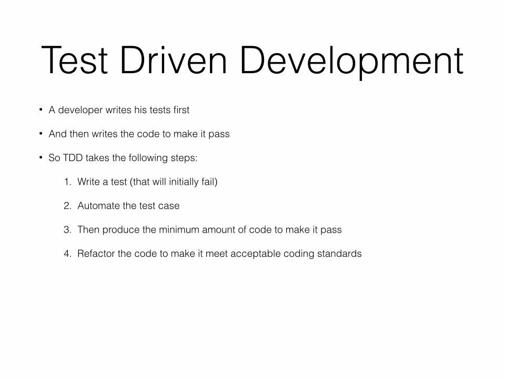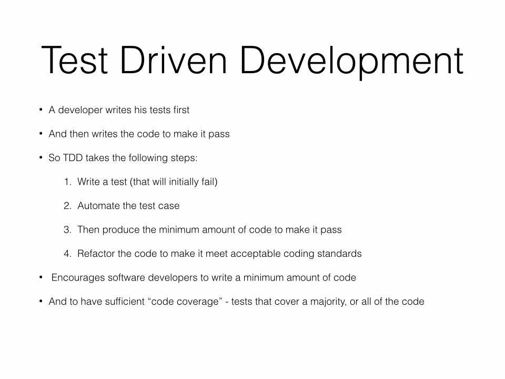And then what you do is you produce the minimum amount of code needed to make the test pass. So it encourages you to write a minimum amount of code. And then the fourth thing is that you refactor the code to make it meet any acceptable coding standards. And it's very possible that you could have been doing that all along. So like I've said, test-driven development encourages software developers to write a minimum amount of code and to have sufficient code coverage. And what this means is to have tests that cover a majority or all of the code.